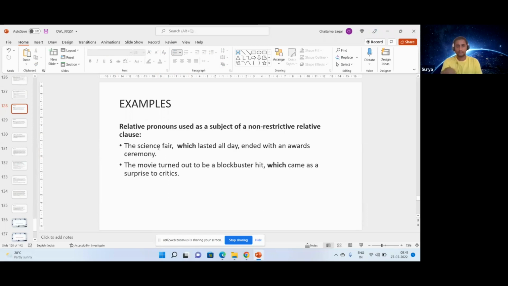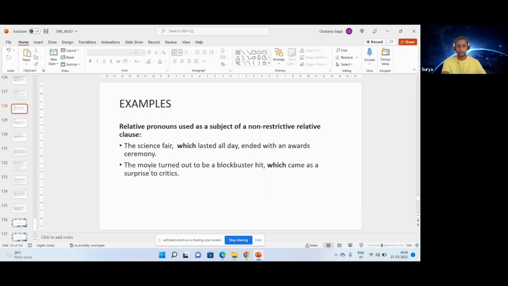But in this case, there is only one science fair. You're saying it ended with an awards ceremony, and that it lasted all day. So this is non-essential information because we can omit it. Still, the whole sentence, the main clause, remains the same. So which is used here.